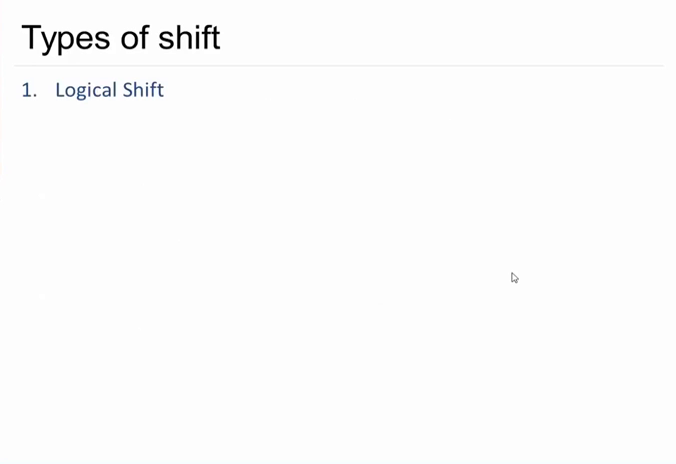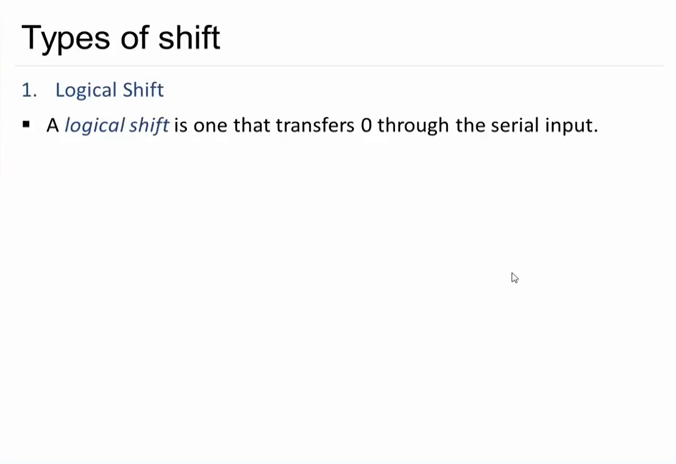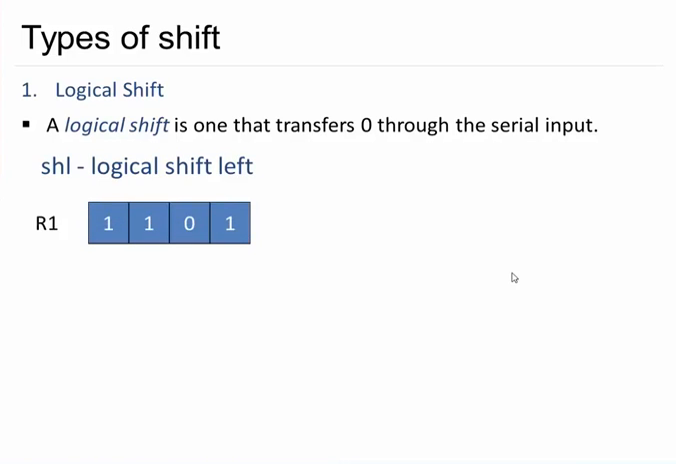Types of shift. The first is logical shift. Logical shift will transfer 0 through the serial input. How? Let us see the first type of logical shift, that is logical shift left. Suppose register R1 contains 1101. Logical shift left will perform the shifting of bits to the left side by position 1.